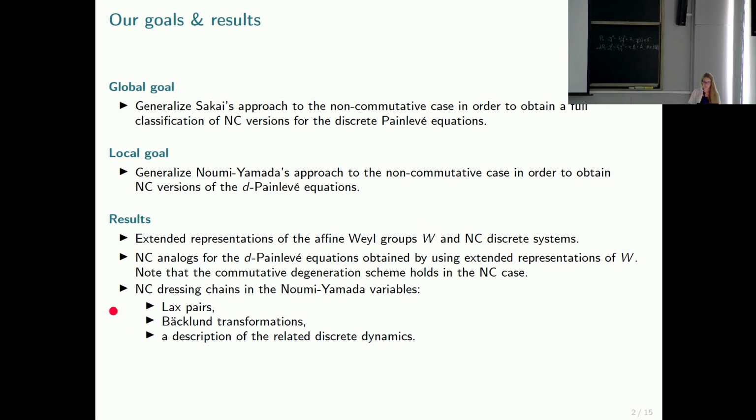And one more example is related to the non-commutative dressing chain in the Noumi-Yamada variables. We can introduce it by looking at the Lax pairs. Then we can study Bäcklund transformations, and as a result, we can obtain a related discrete dynamic.